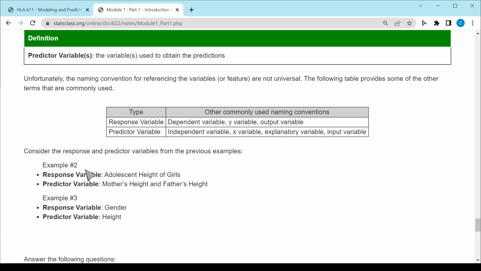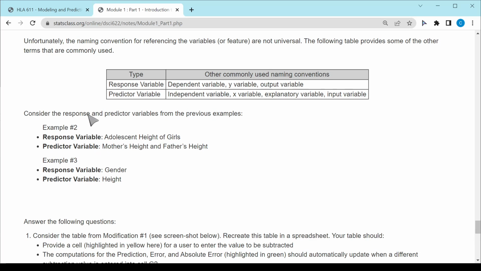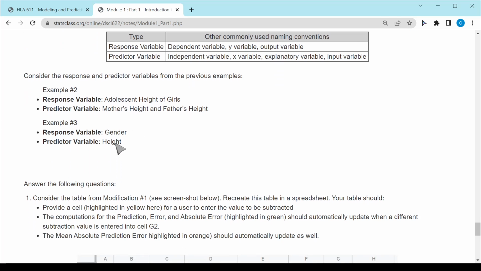So let's look at example number 2 again, where we were trying to predict the heights of the adolescent girls. The response variable in that example is going to be the heights of the adolescent girls. Now I had 2 predictor variables. I had the mother's height and also the father's height. In example number 3, what I was interested in doing is predicting the gender. So my response variable there is gender. And the predictor variable is height.